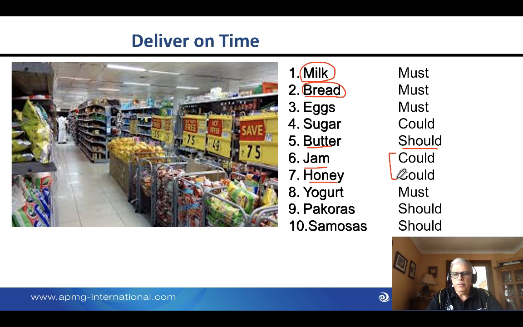Being Indian, of course, I like my pakoras and samosas and I put them both down as should. But of course, you may not consider that. And as you see on this list, I put nothing down as won't have for now. Maximum numbers, so we have 1, 2, 3, and 4. So we only have 40% of items that are must.